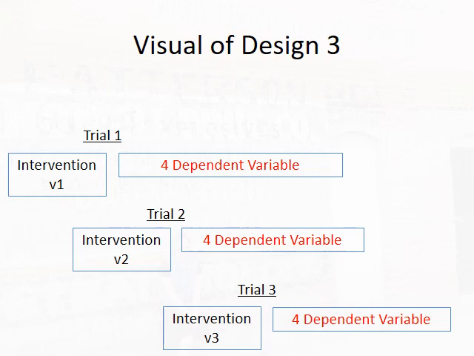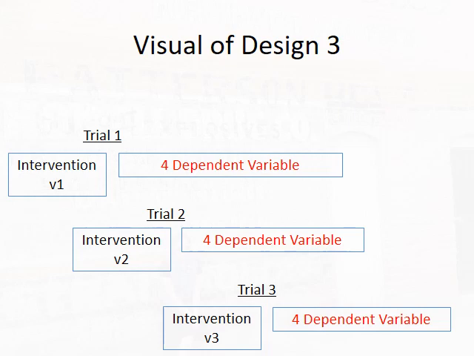So version number 1 was the Mozart effect. She played a Mozart track. Version number 2 was an R&B track or tracks, and then number 3 was student choice track.